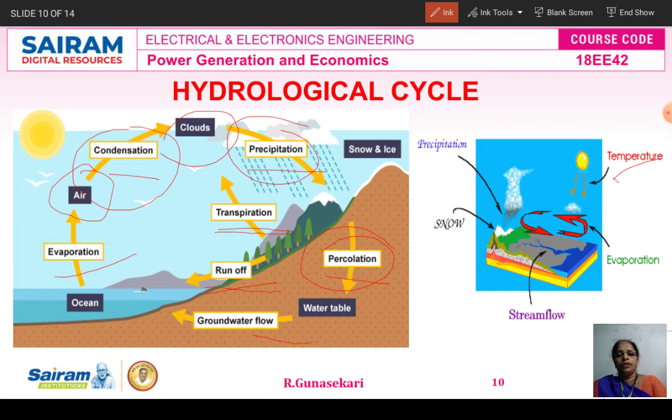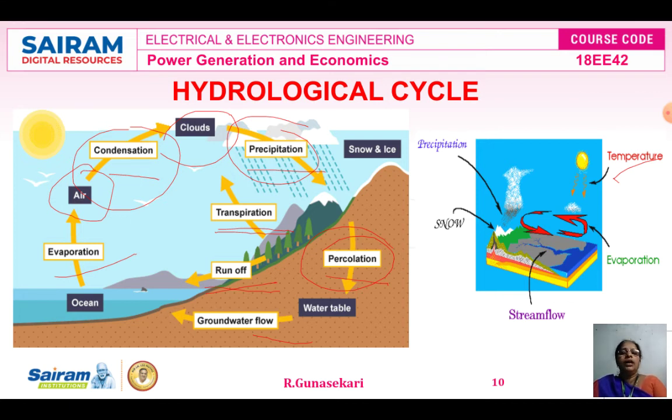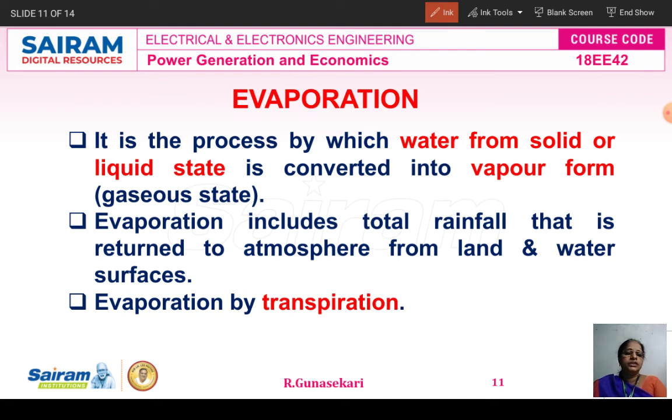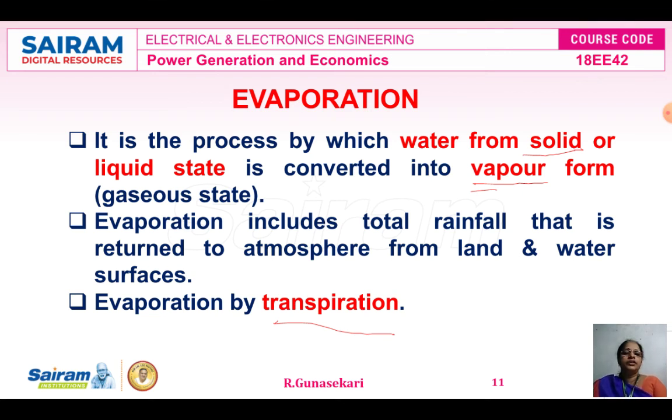Now we studied in detail all the terms which are used in the hydrological cycle. The first one is evaporation. The evaporation is nothing but the process by which the water from solid or liquid state is converted into vapor. Okay, so the water is converted from solid to vapor or liquid to vapor, that is called the evaporation process. The evaporation process includes total rainfall that is returned to the atmosphere from land and water surfaces. The evaporation is also done by transpiration. Okay, this is the definition of evaporation.